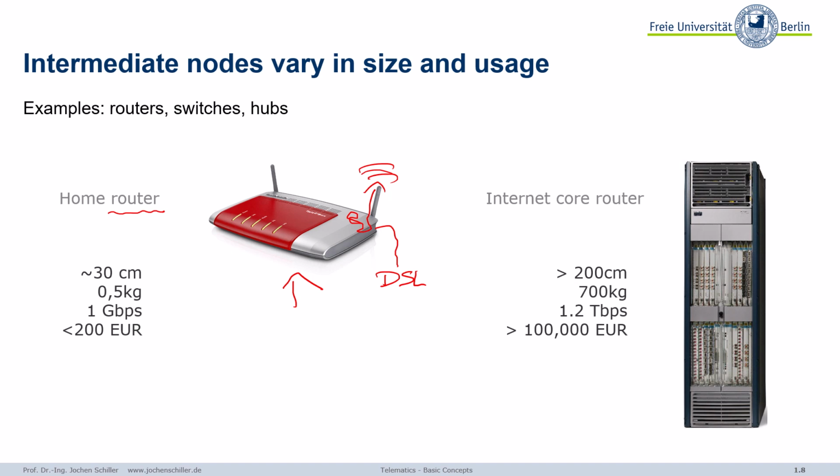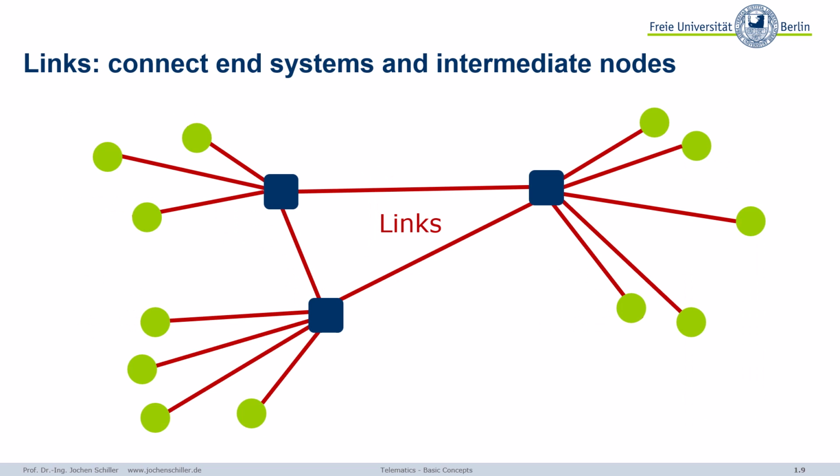Okay, so these are the components you need to connect end systems. And in between the intermediate nodes and the end systems, you will have the links. Links come in very different types, like fiber optics, like long range microwave connections, like Wi-Fi systems, etc. So it depends on the usage, it depends on the distance they have to bridge, it depends on the capacity, what type of link you can use.